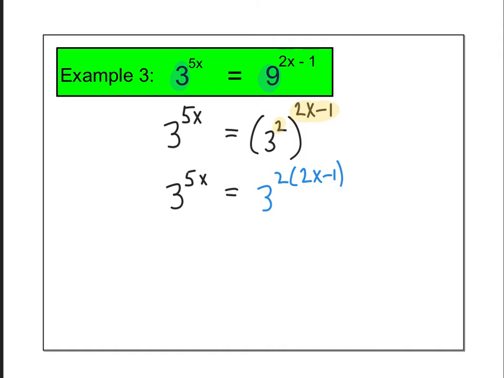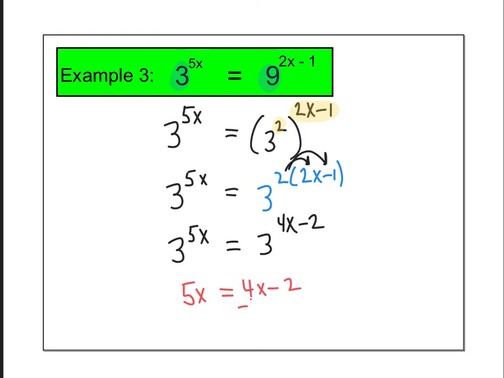Okay, remember those old properties of exponents. So 3 to the 5x, if we simplify this, 2 times 2x minus 1 is going to become 4x minus 2. All right, and now both sides of the equation have a base of 3. So that means that if these things are equal, then their exponents must be equal. So 5x must equal 4x minus 2. Okay, and we can solve that for x. Just subtract 4x from both sides. X is going to end up equaling negative 2. Okay, so that one you just had to use a little extra step there and remember those properties of exponents.